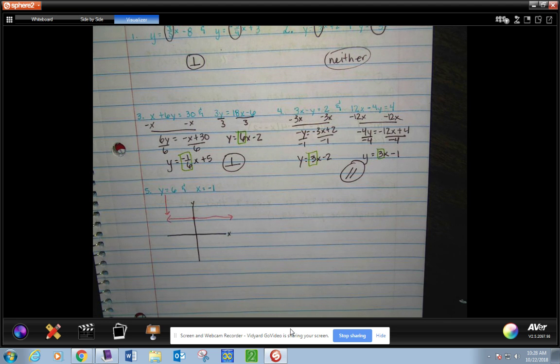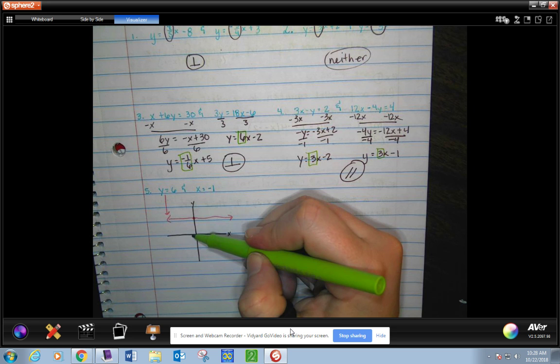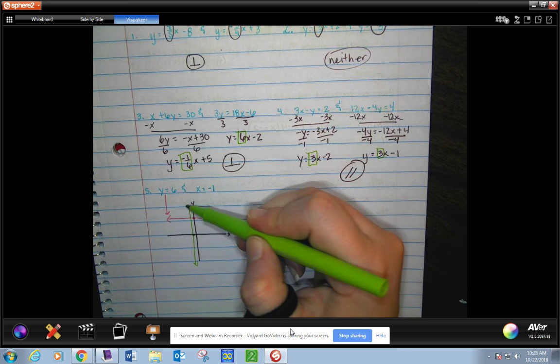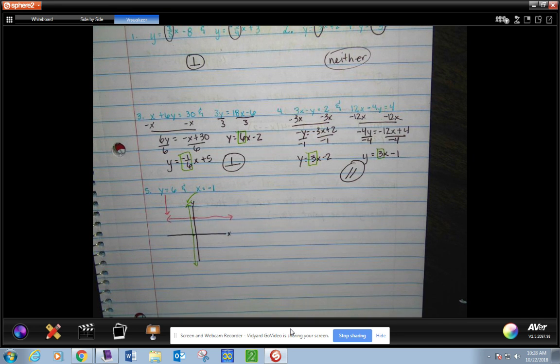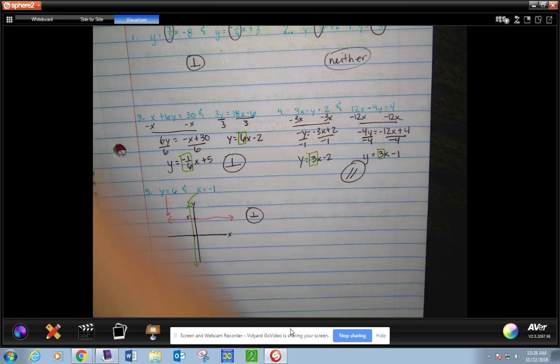Okay, for x equals negative 1, you would have to be at negative 1 on the x-axis, and you have to go across the x-axis. So you would have a line that looks something like that. And if you notice, I did it in 2 different colors so you can see. My pink and my green line, they are intersecting at a 90-degree angle. So these are perpendicular. All right, if you have any questions, let me know.